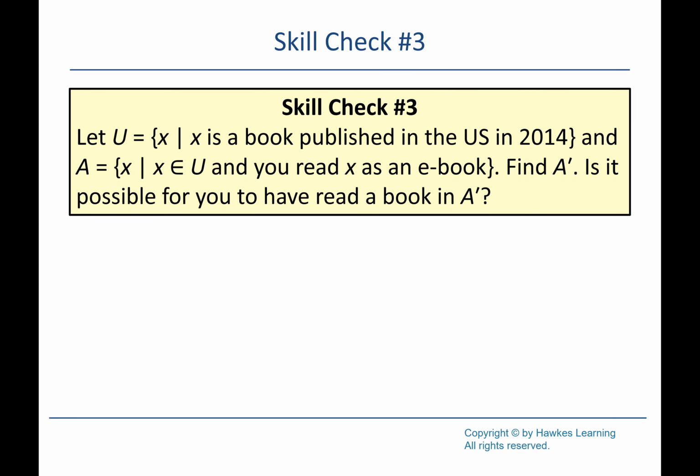Okay. On this one, it says our universal set is the set of books published in the United States in 2014. And set A, set of things that are in use, so books published in 2014, and we read that book as an ebook. Okay, so set A is a set of all books published in the US in 2014 that we read as an ebook. Okay, so first thing we want to find a complement.